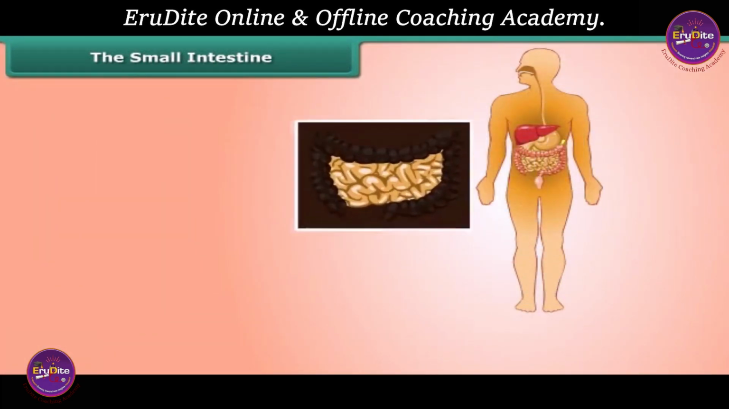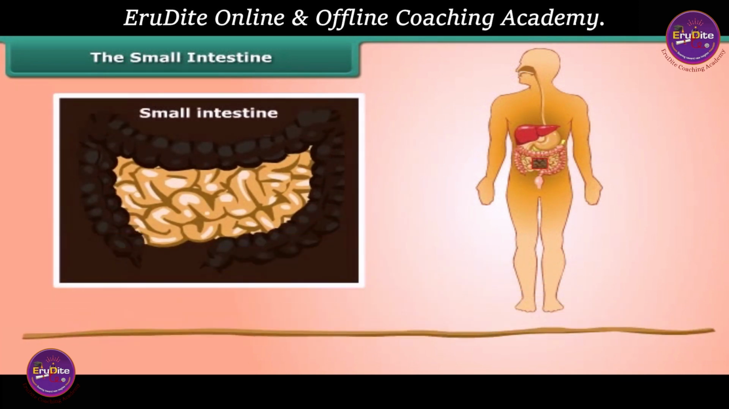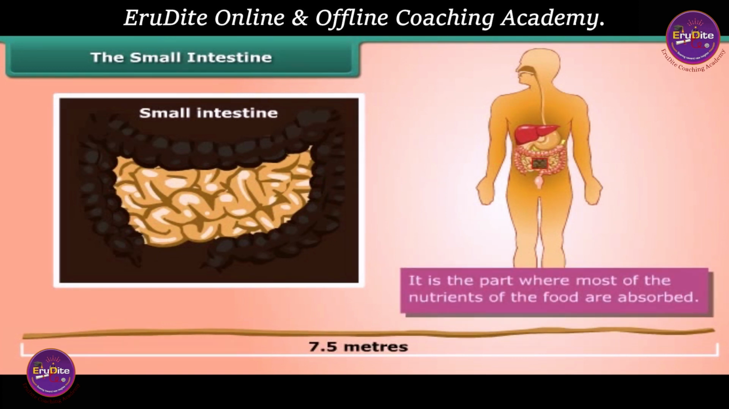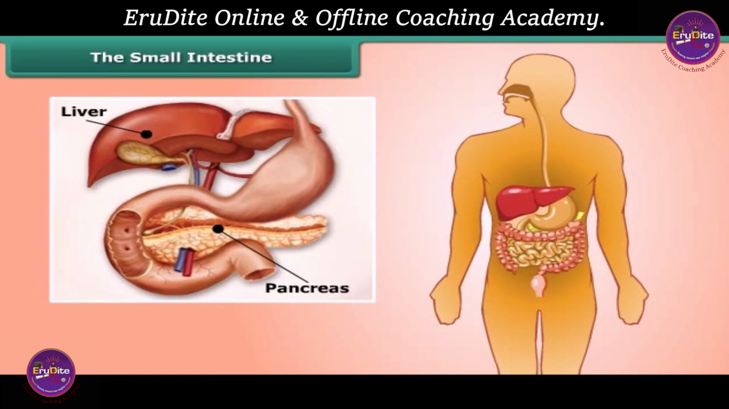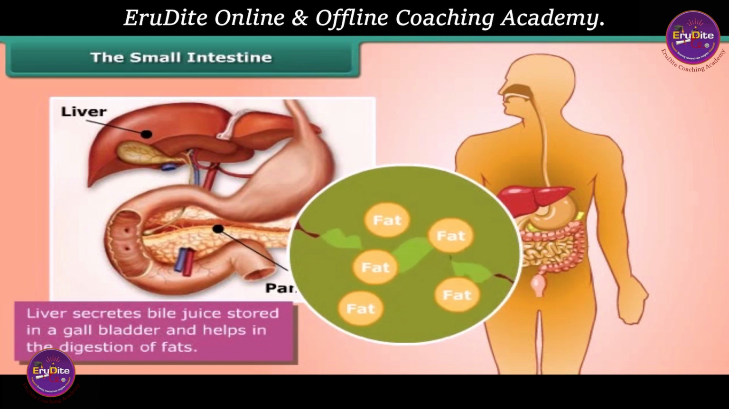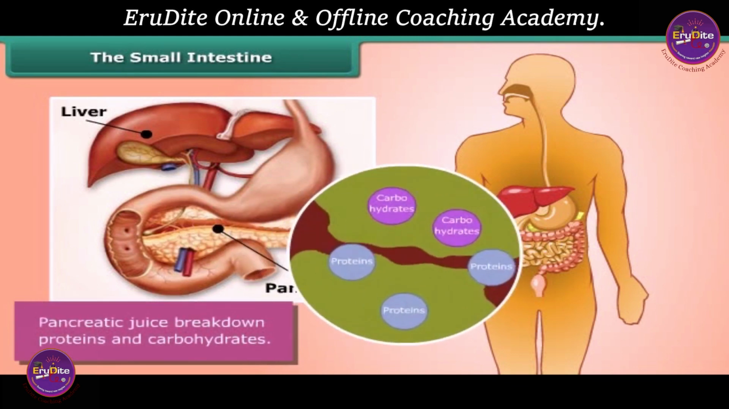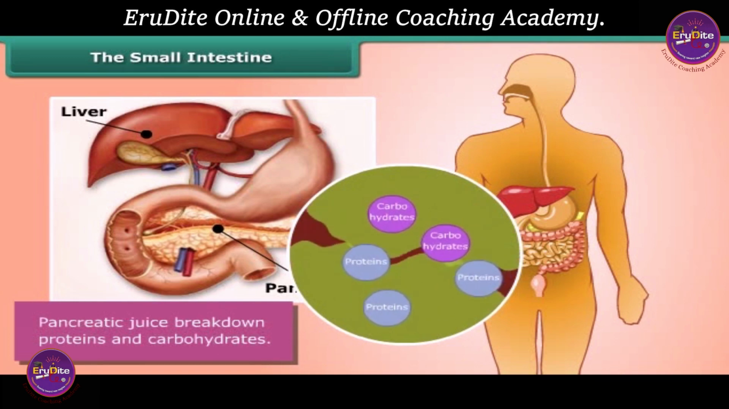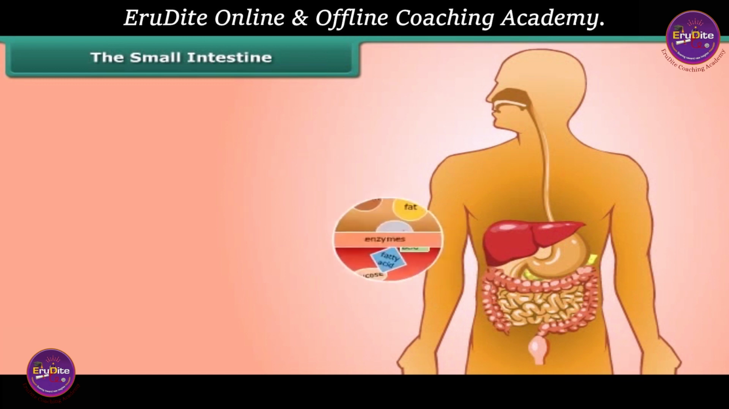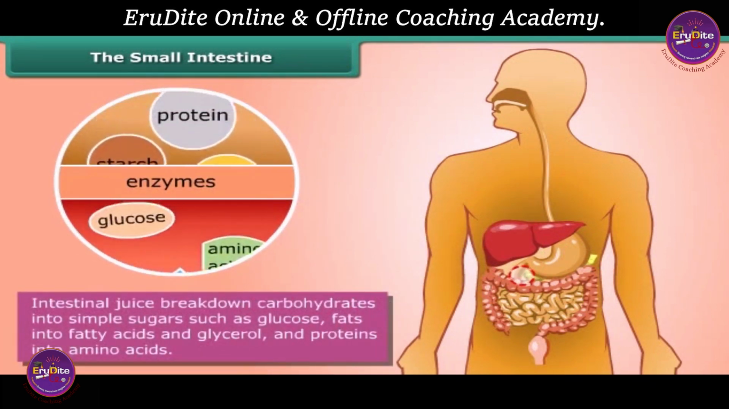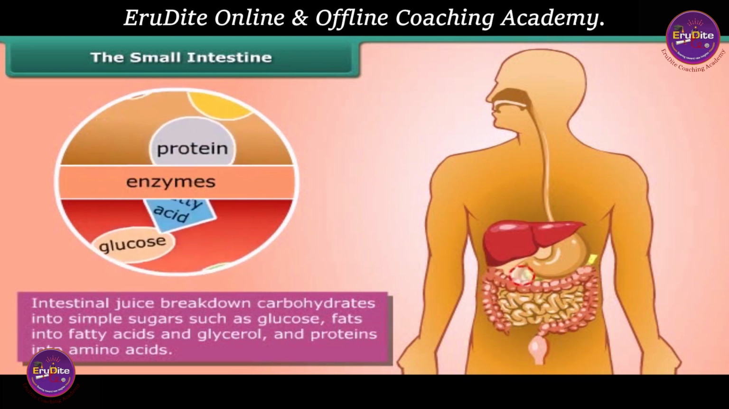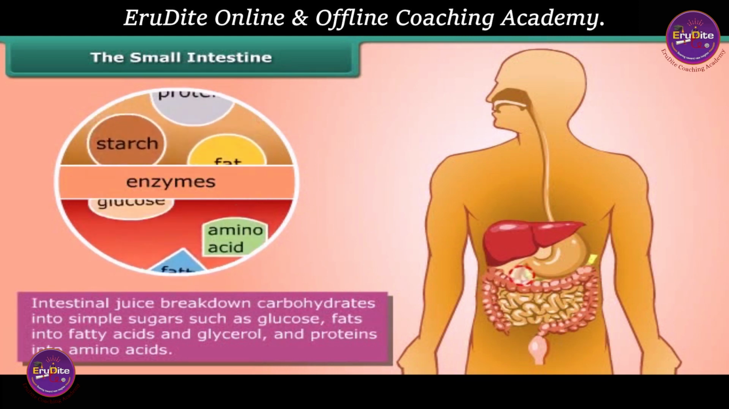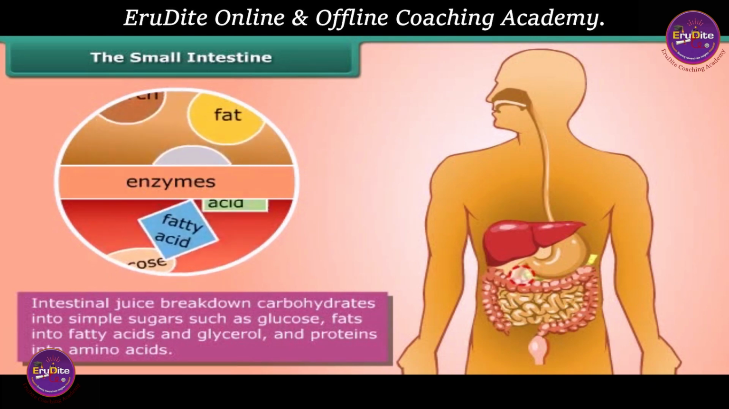The small intestine is the longest part of our digestive system. It is about 7.5 meters long and highly coiled in structure. It is the part where most of the nutrients of the food are absorbed. Liver and the pancreas also join the digestion. Liver secretes bile juice stored in a gallbladder and helps in the digestion of fats, whereas pancreatic juice breaks down proteins and carbohydrates. After that, partly digested food reaches the small intestine, and intestinal juice breaks down carbohydrates into simple sugars such as glucose, fats into fatty acids and glycerol, and proteins into amino acids and completes the digestion of the food.